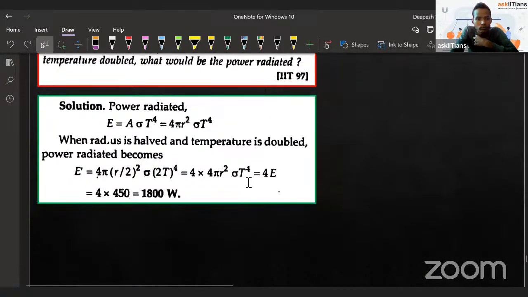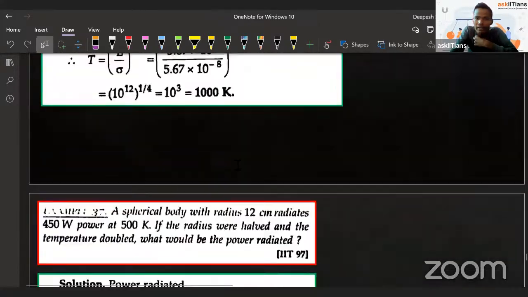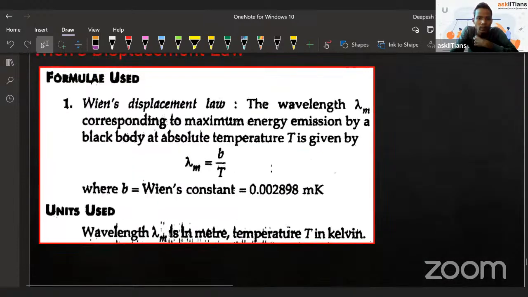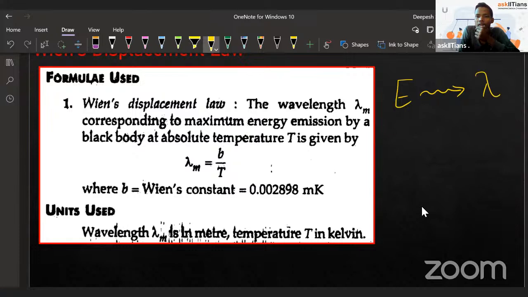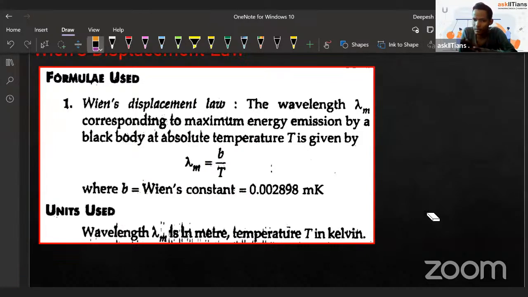Fine. Related to that, you can see very, very easy problems. And finally, the last part of this chapter, that is Wien's displacement law. Of course, as you know, if there is energy corresponding to that, there will be a wavelength. If you want to calculate the wavelength emitted by a black body, it is very simple, equal to b by T, where b is Wien's constant. Again, Wien's constant you don't have to remember, but the formula is very easy, very simple.